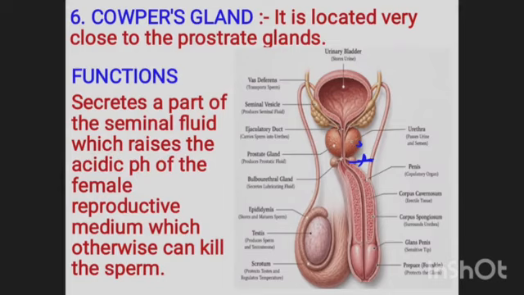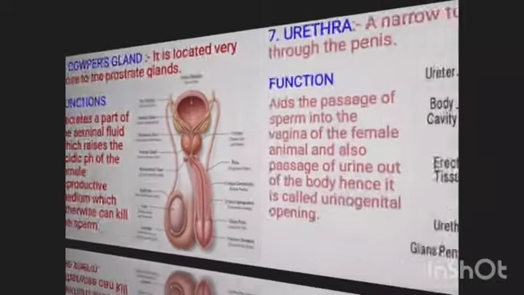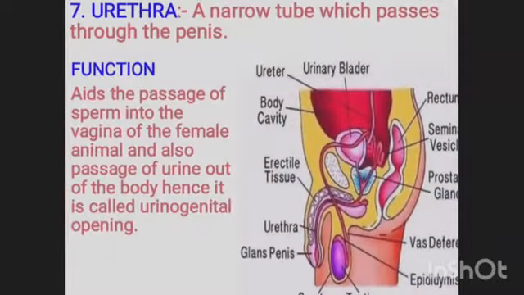We have the urethra. Now, the urethra is a very narrow tube which passes through the penis. As you can see, this is the urethra. It's a tube that passes through the penis. What is the function of the urethra?